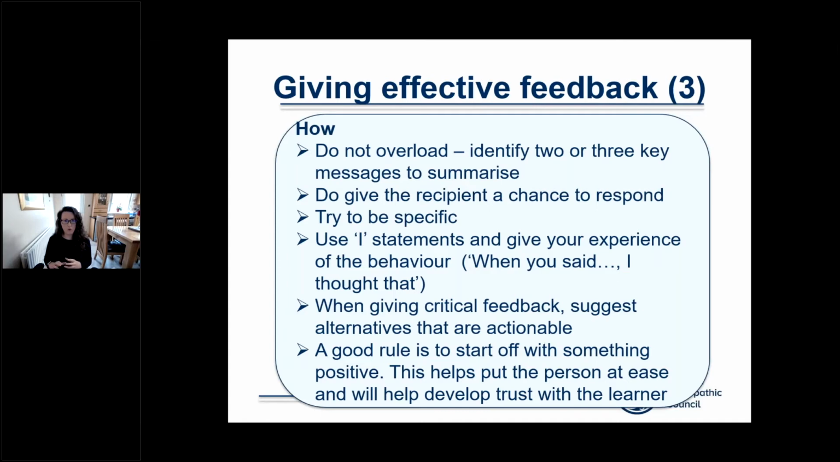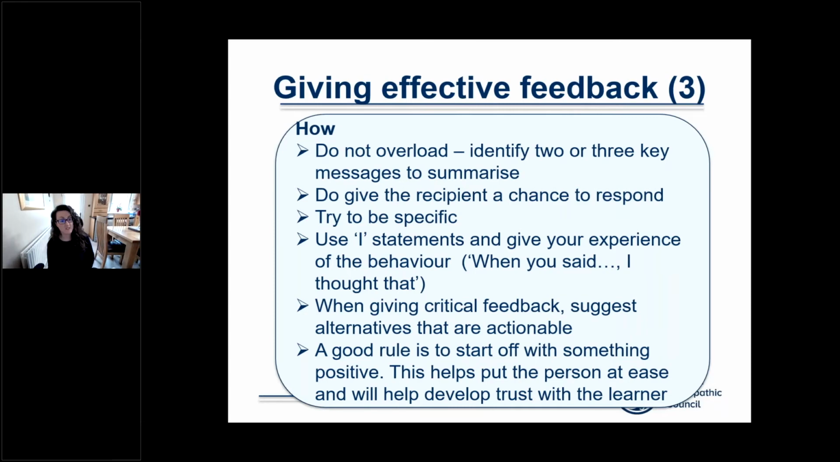Right. So maybe if somebody's feeling vulnerable, or even just if it's a lengthy discussion, don't then overload the person with feedback. Two, maximum three key messages at the end. Kind of summarize: well, here's what I thought. When you said this, I thought that. So give your colleague a chance to respond and to reflect. Don't jump in with a follow-up question.